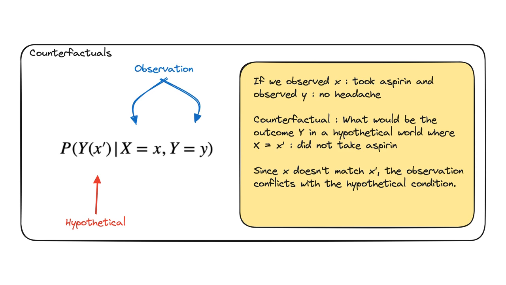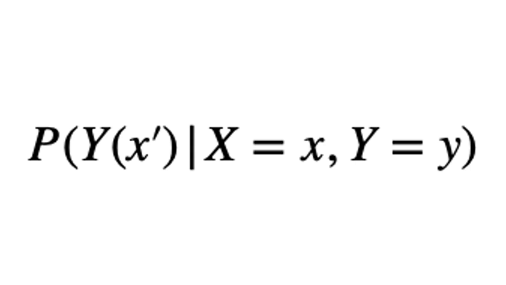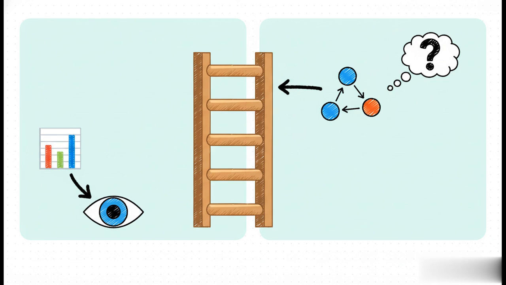So here it is, the big showdown. On one side, you've got traditional data analysis, living on rung 1. It's brilliant at finding patterns and telling you what is. On the other side, you have causal modeling. This is what allows us to climb the ladder. It's not just about finding patterns in data, it's about building a model of the world itself, so we can ask what if, and ultimately answer why.